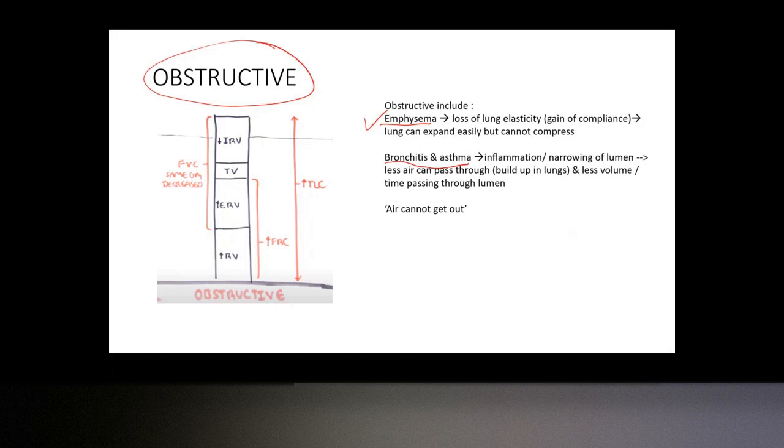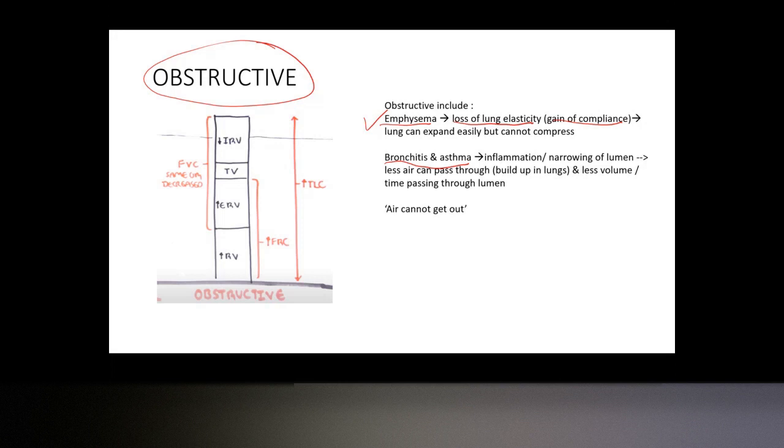Due to the pathological process of emphysema, I'm not going to discuss what happens, the lung loses its ability to collapse back, which is the loss of lung elasticity. And because it cannot collapse back, if you breathe in, you are unable to expel all the air out. That means the expanded lung stays expanded for a longer period of time, which is gain of compliance. It will have a bigger compliance. So the lung can expand, but it cannot compress completely.